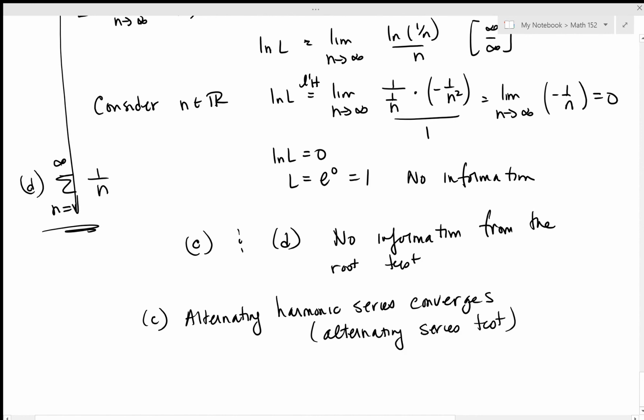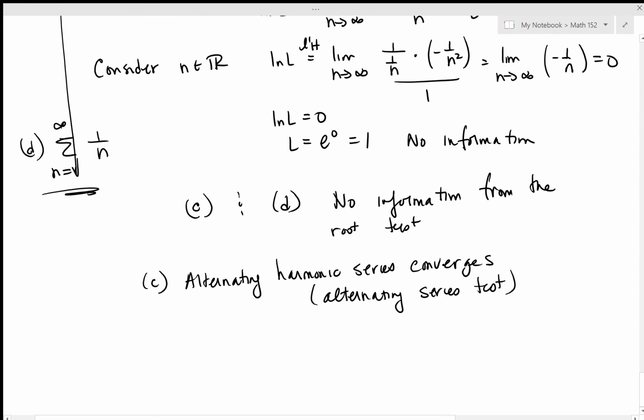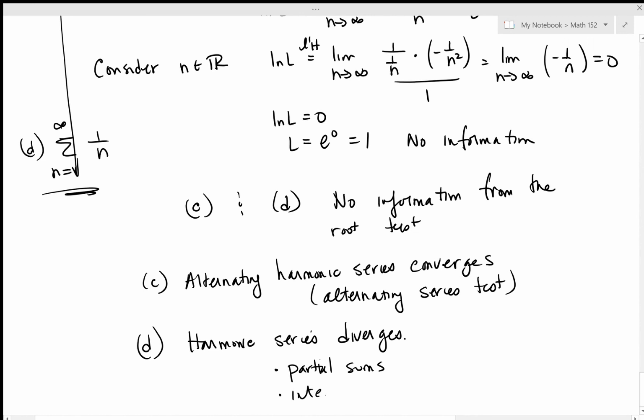And we also know that the harmonic series diverges. Okay, and we saw a proof of that using partial sums, and we also saw a proof of that using the integral test. So maybe now would be a good time. There was a way of doing it with partial sums, and there was a way of doing it with the integral test.